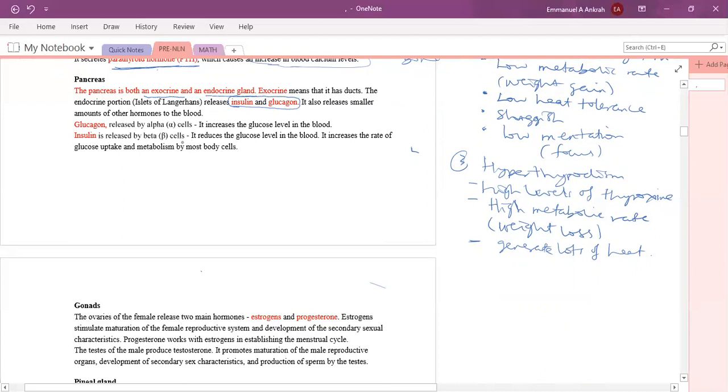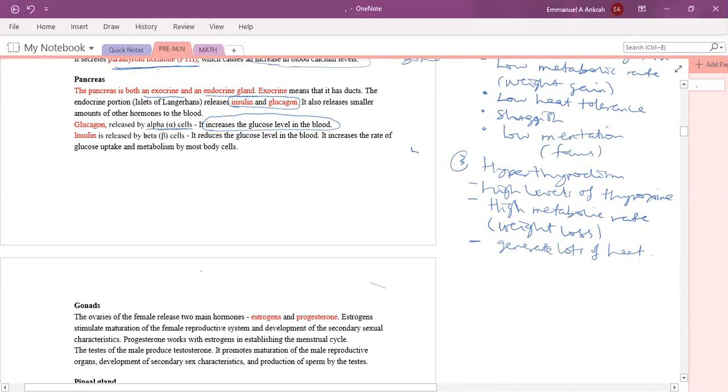The glucagon is produced by what we call the alpha cells, right? And the function of glucagon is to increase the glucose level in the blood. So when glucose level is low, it causes the liver to break down the stored glucose, which is glycogen, and to release glucose into the blood.